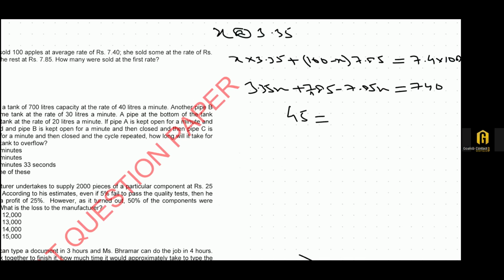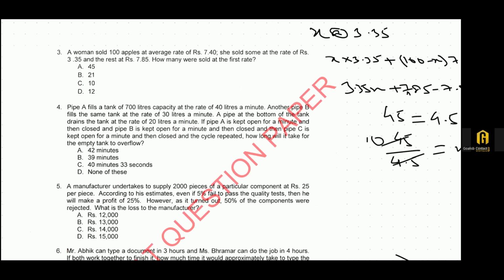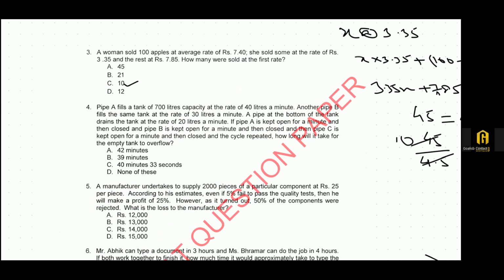You will get the value of x as 45 upon 4.5, which is nothing but 10. So she sold 10 apples at the first rate and 90 apples at the second rate. This is the second rate, this is the first rate. The answer is 10 in this case. Okay.